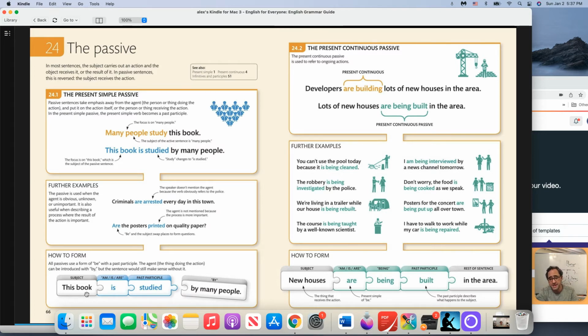Again, the direct object, the receiver of the action, is the focus. So I use it in this way. Present continuous passive. So that was the present simple passive. Now present continuous.